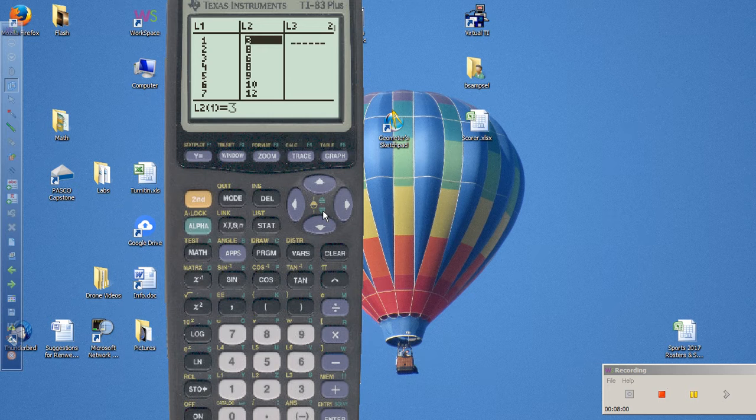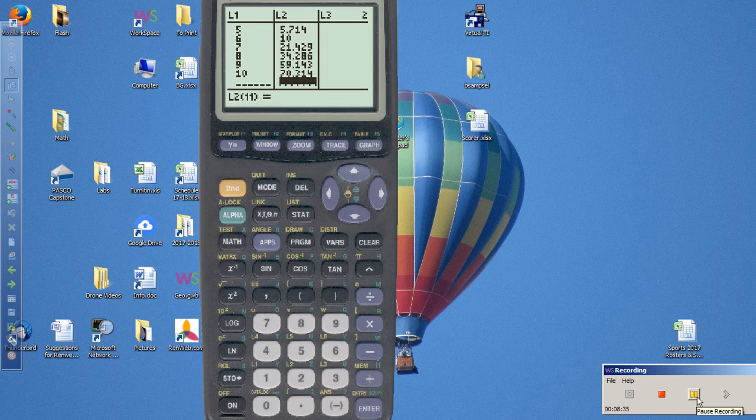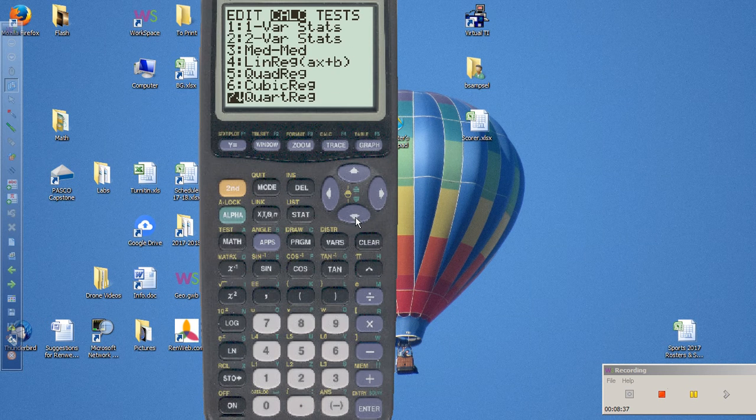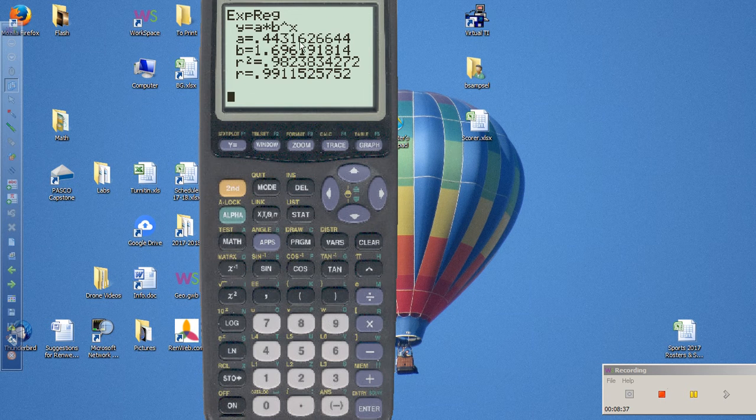And then for the other one, I'm going to, hold on first. So you go to stat, because this is exponential, so we can go down to our exponential one, right there, push enter, enter, and it should give you the equation, or the numbers that you plug in to get the equation. So 0.4431, or yeah, 332 times 1.696 raised to the x. And a 0.99 is a very good fit.